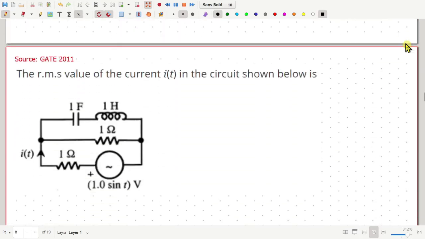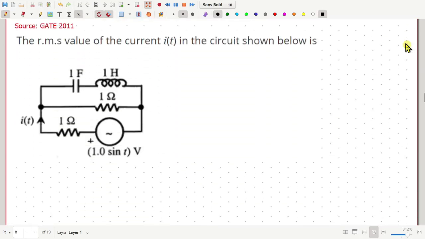Let us go to the next question. The RMS value of current IT in this circuit is how much? So how much is this current? The source voltage is 1 sine t, which means omega is equal to 1. Then the impedance of this capacitor will be minus J by omega C. Omega is 1, C is also 1. So this is minus J.